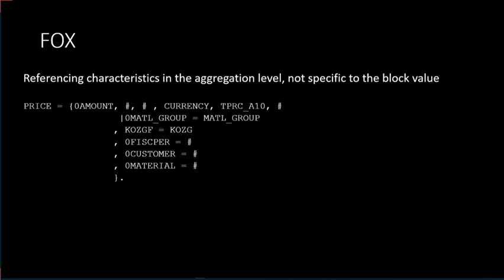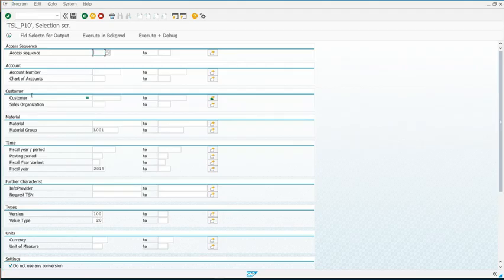Next, we're going to look at referencing characteristics in the aggregation level, not specific to the block value. This statement is very useful when we're trying to do a select from an involved info provider, but the value we want to use is not a block characteristic value. We can see this quite clearly when looking at our composite provider.